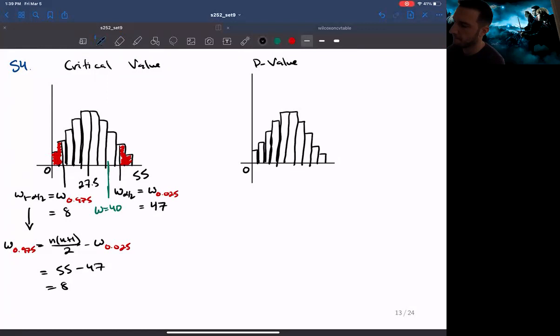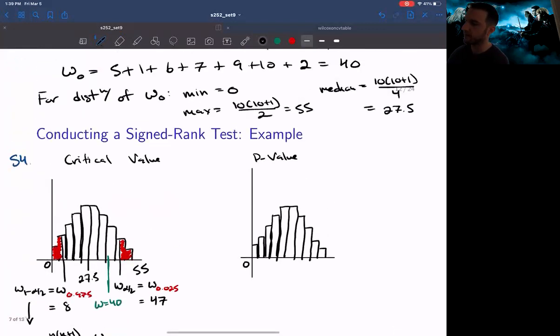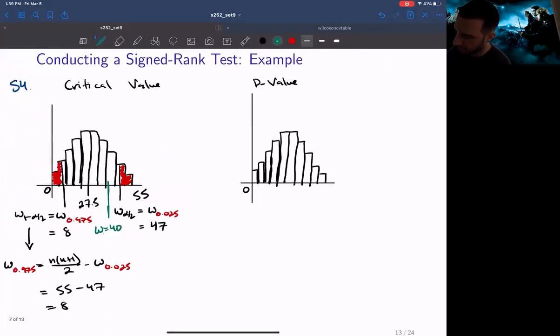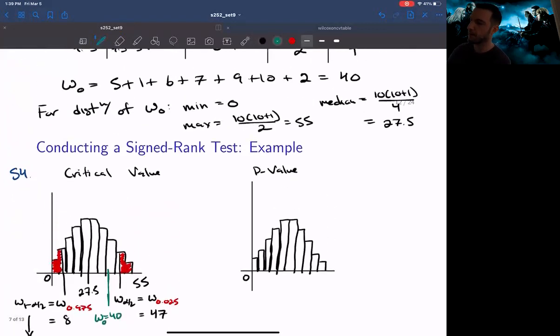Sorry, I'm trying to figure out what's the W equals 40? That's the test statistic. Oh, W0. From right here. Oh, okay. Sorry, thanks. No worries.